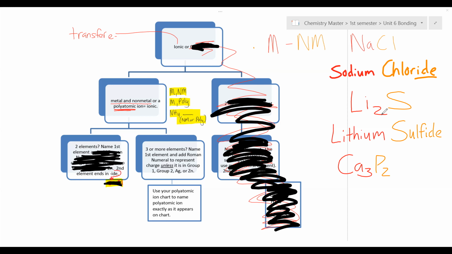Yeah, I'm here. Okay, can you tell me what element is Ca? Calcium. Excellent, it is calcium. All right, so this is calcium. Somebody tell me just what the second element is. It is phosphorus, very nice.